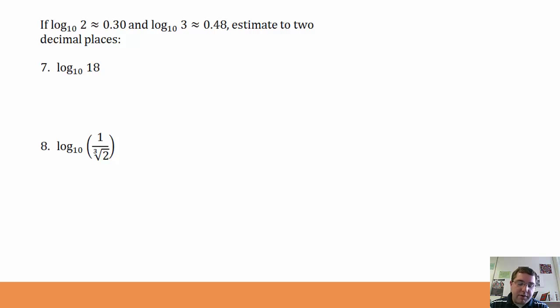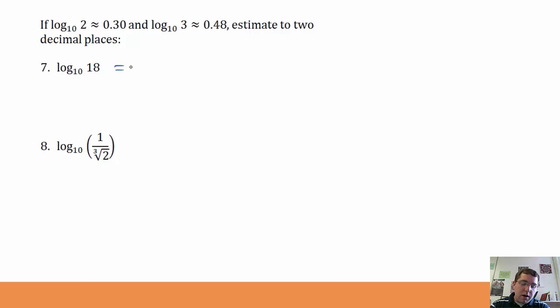If the log base 10 of 2 is approximately 0.30, or rounded to 2 decimal places, is actually an irrational number that will keep going on in its decimal expansion, but that's truncated and rounded to 0.30. And the log base 10 of 3 is approximately 0.48, so again we've rounded it. Let's estimate to 2 decimal places these two logs. The log base 10 of 18 and the log base 10 of 1 over the cube root of 2.